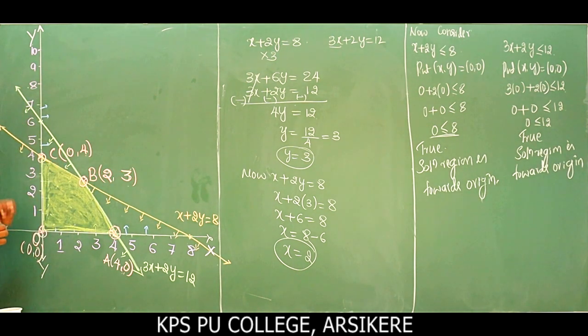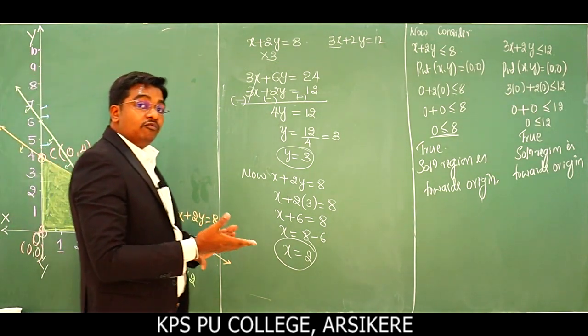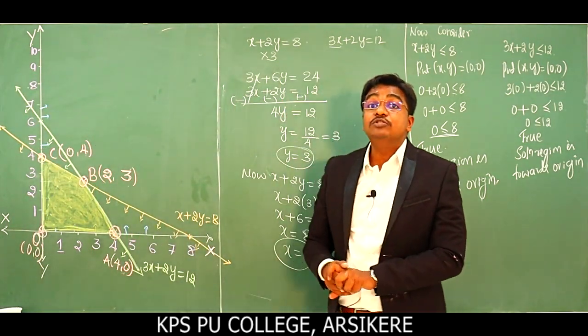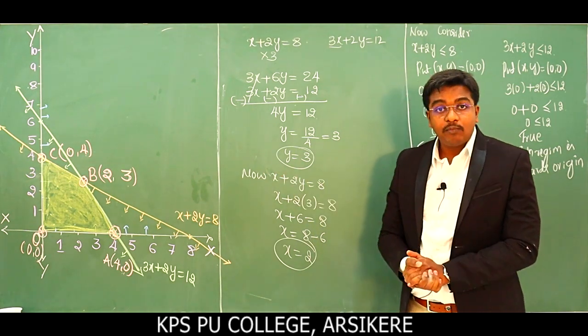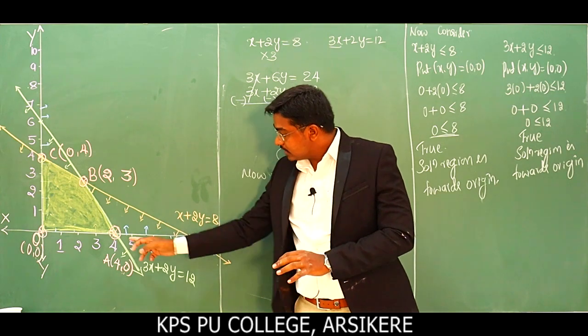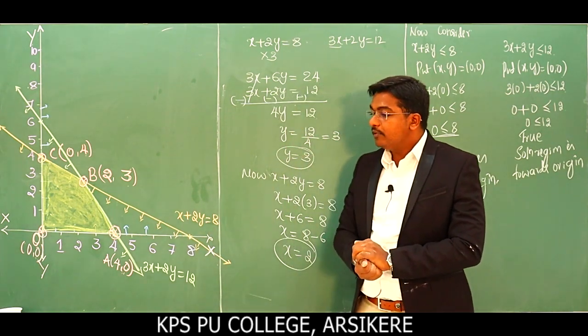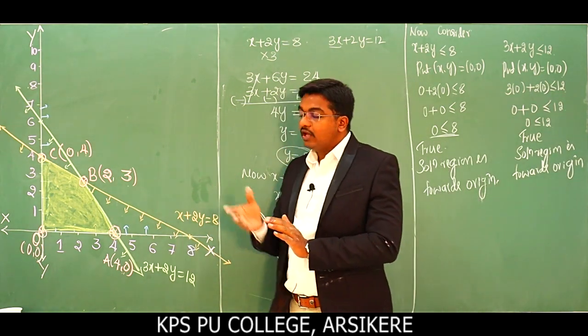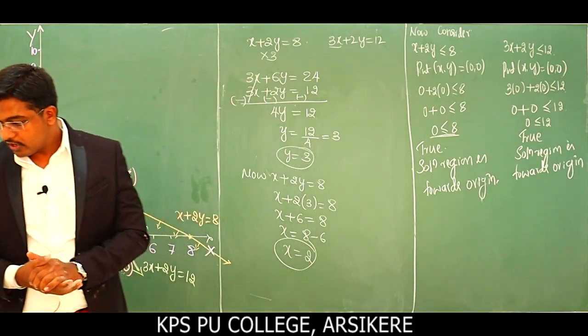2, 3. So after finding the corner points, what is the next step? We need to find the value of the objective function at the corner points. We have 4 corner points. First 0, 0. Second, point A of 4, 0, B of 2, 3 and C of 0, 4. Okay, let us find that out.